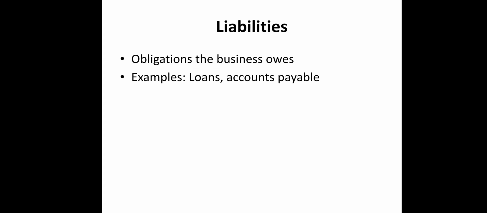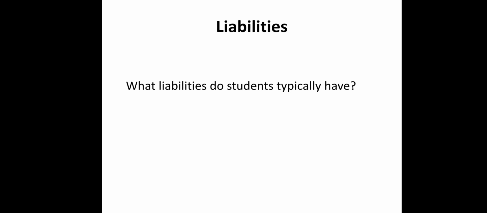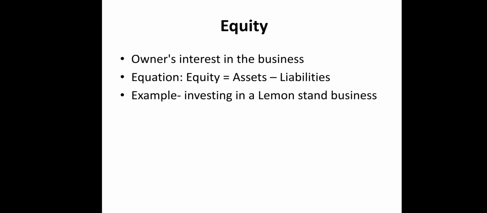If you owe someone for more than a year, it's called non-current liabilities. If you owe within a year, it's current liabilities. So ask yourself, what types of liabilities do students typically have? As I said, it could be student loans and many others that you might think of.